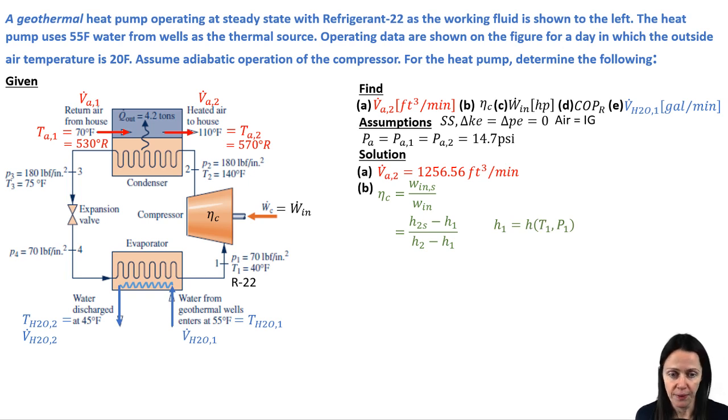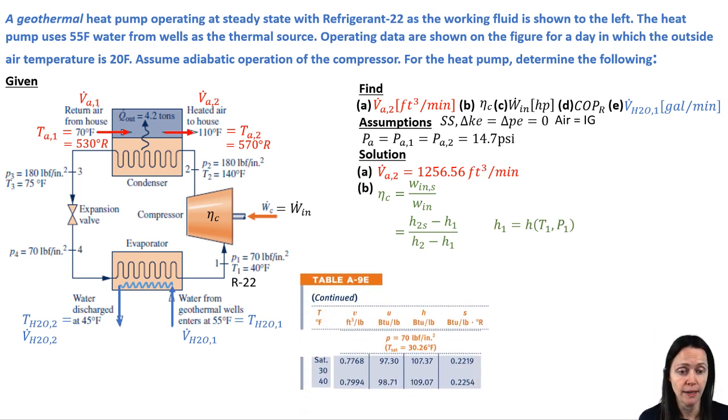So H1, I know T1 and I know P1. If I look in my tables, I'll see that it's superheated. Go to my superheated tables for R22, so that's A9E, and I can pull off the H value there. At state 2, well, let's go ahead and go state 2S. So state 2S, H2S is not actually given to me.